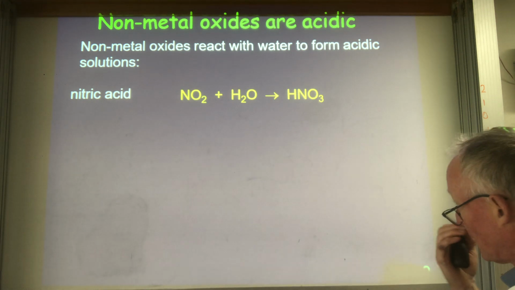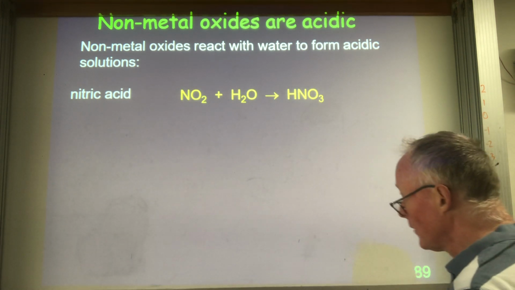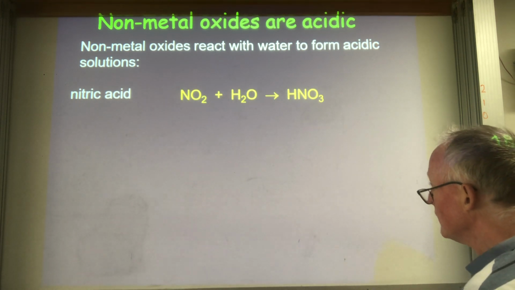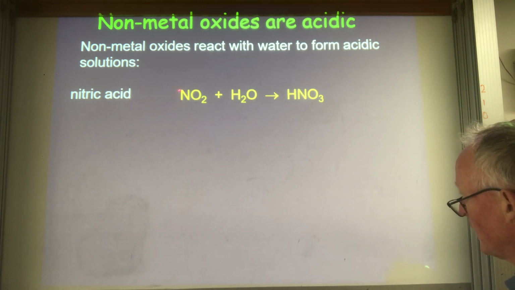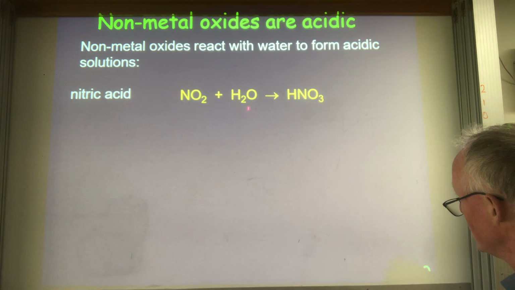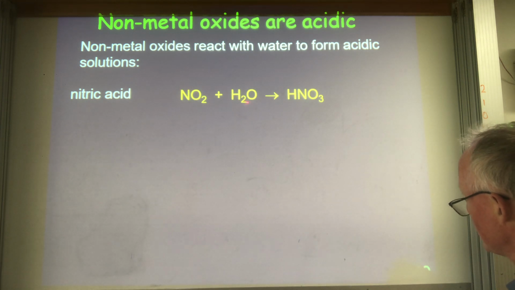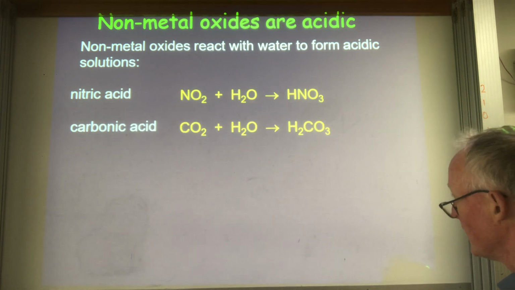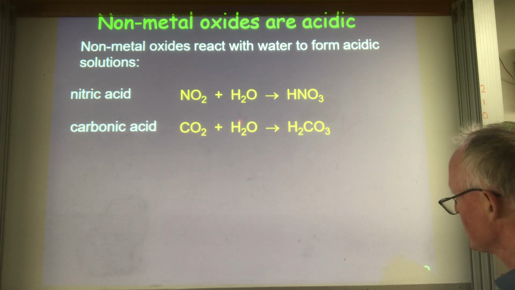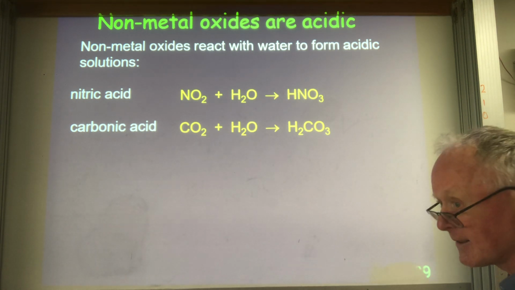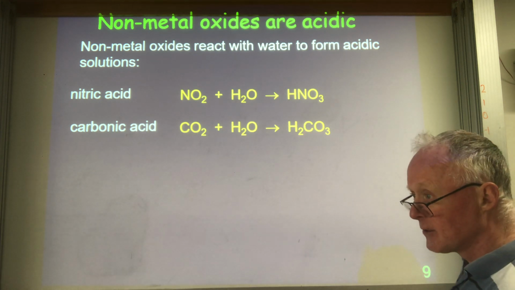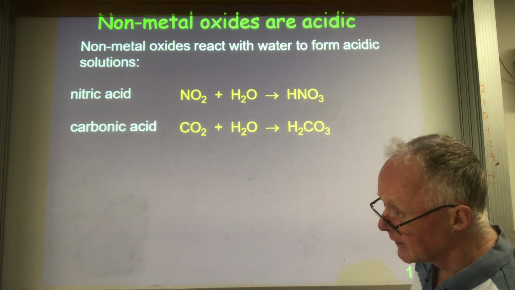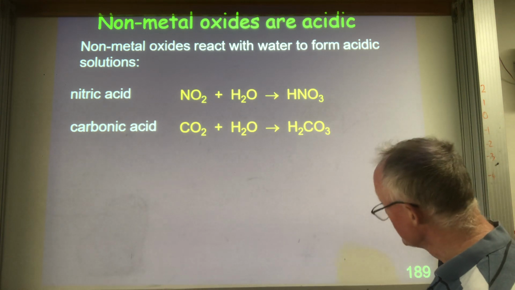So any non-metal oxide is going to do the same. So if it's an oxide of nitrogen, it dissolves in water. Nitrogen dioxide dissolves in water to form nitric acid. Carbon dioxide dissolves in water to form carbonic acid. And that one is responsible for the acidification of the oceans at the moment.